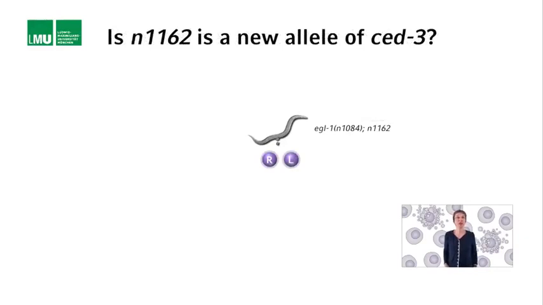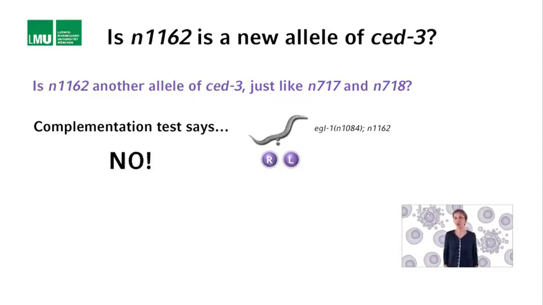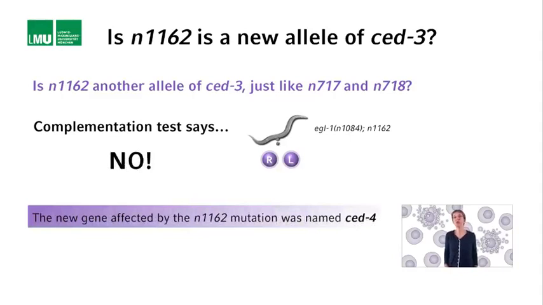Is N1162 allelic to N717 and N718, and therefore another allele of the SET3 gene? Through complementation analysis, it was determined that N1162 is not a new allele of SET3. For this reason, N1162 defined a new gene, which was named SET4. SET4 represented a second C. elegans gene, which when mutated can cause a general block in apoptosis.